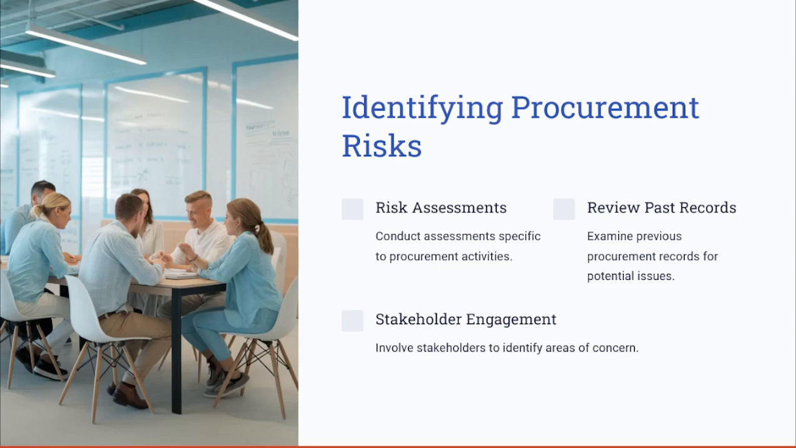To start with, identifying procurement risks. Identifying procurement risks early is essential to prevent costly disruptions. You need to conduct a risk assessment specific to procurement activities. You also need to review the past procurement records for potential issues. You may have conducted one of these projects in your organization with one of these suppliers.